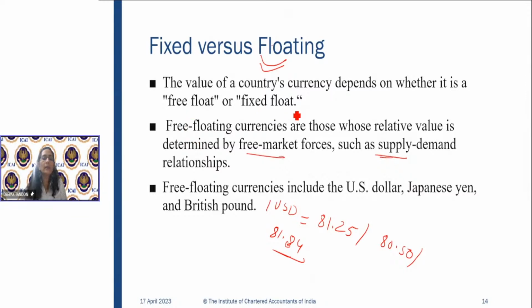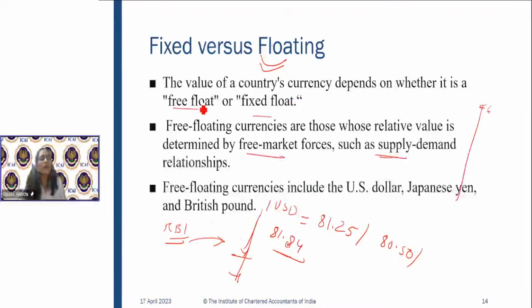Whether it is a free float or a fixed float, I will share that. Free floating currencies include US dollar, Japanese yen. We follow fixed float. Fixed float means if rupee depreciates too much, then RBI will intervene. Yes. So we accept floating exchange rate, and RBI intervenes in the market if it goes too low or if it goes too high.